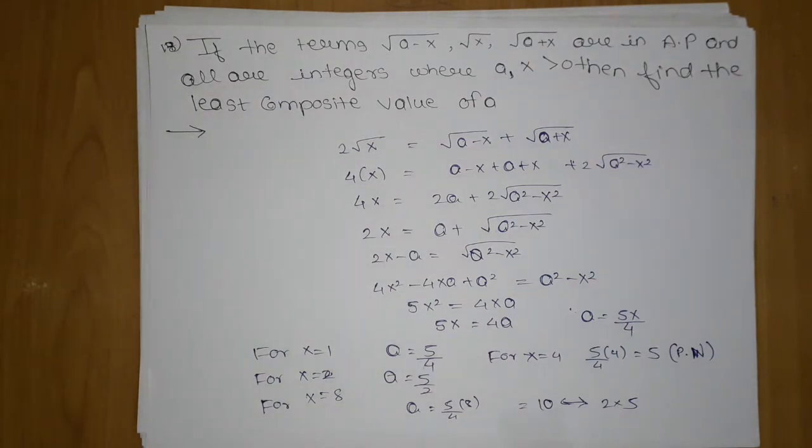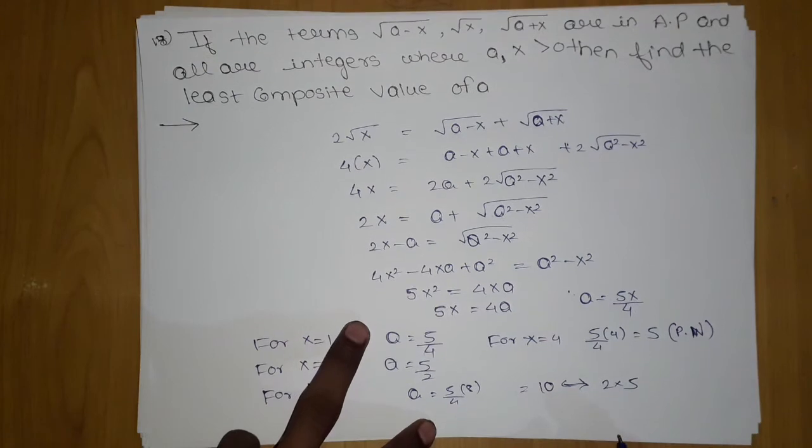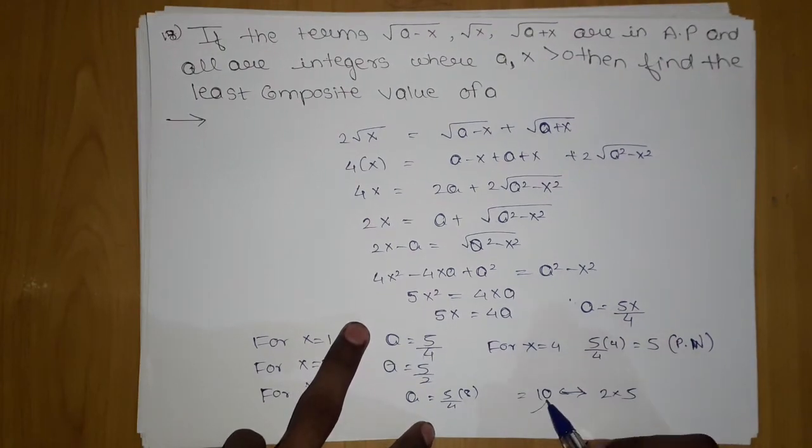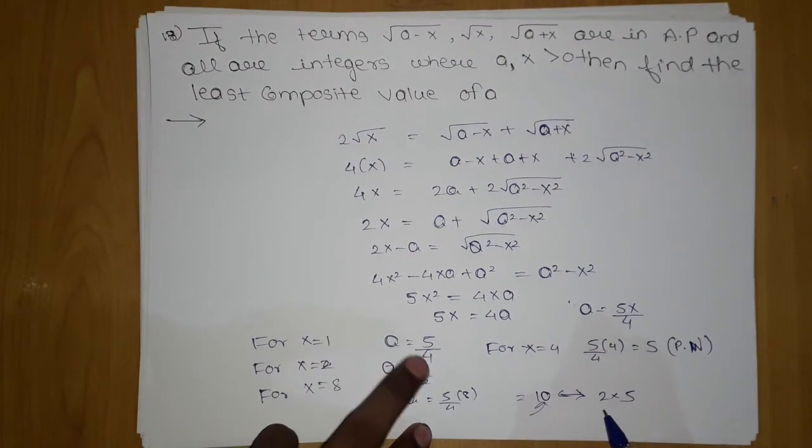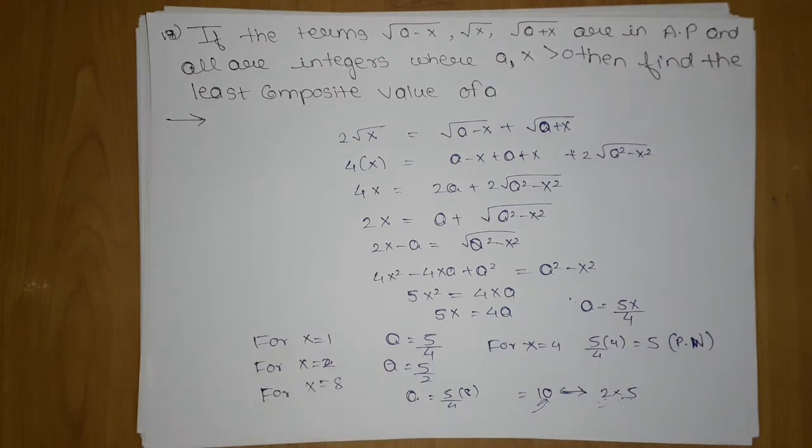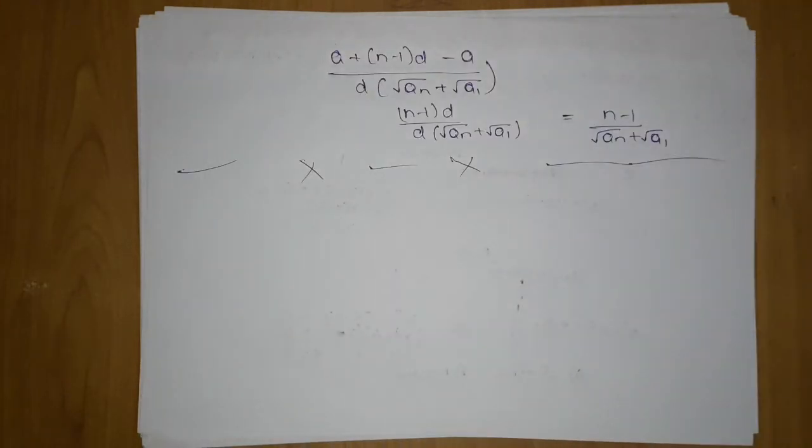But 2 into 5, this 10, is a multiple of these 2 and 5. So composite numbers are multiples of some number other than itself. So we got the 10. Now let's move on to the next question. The next question is question number 19.